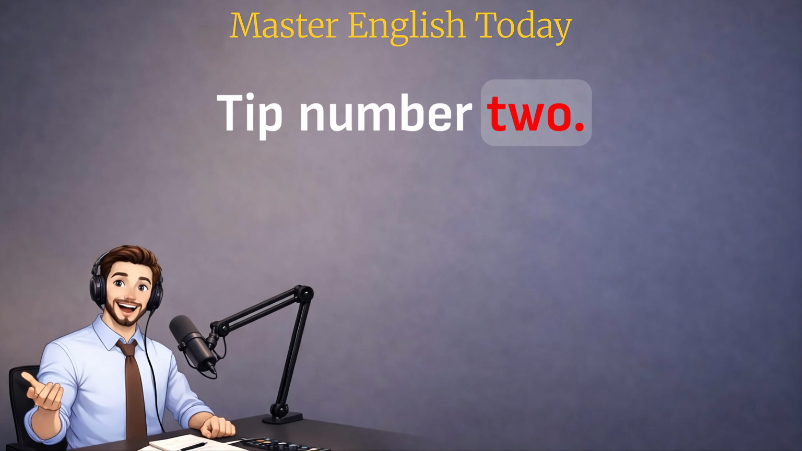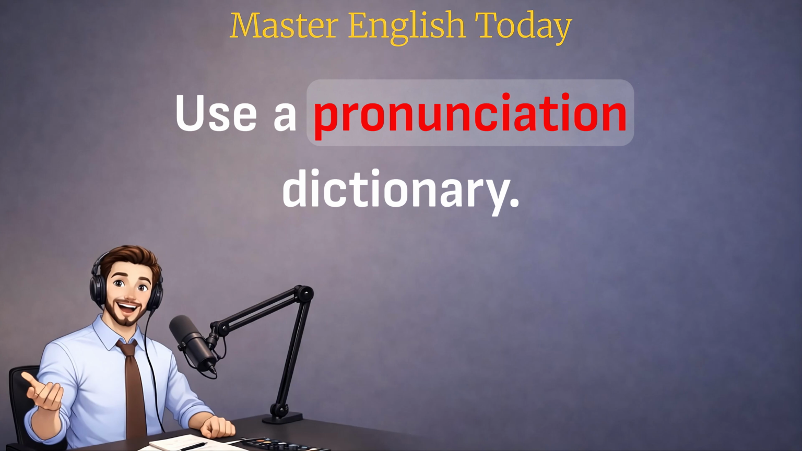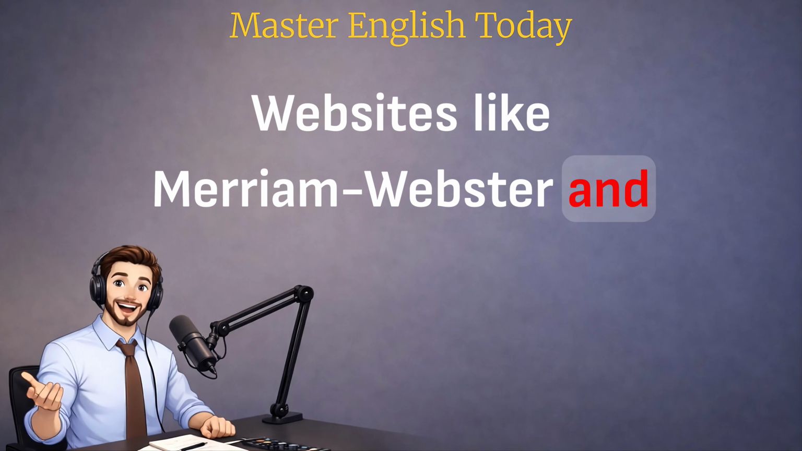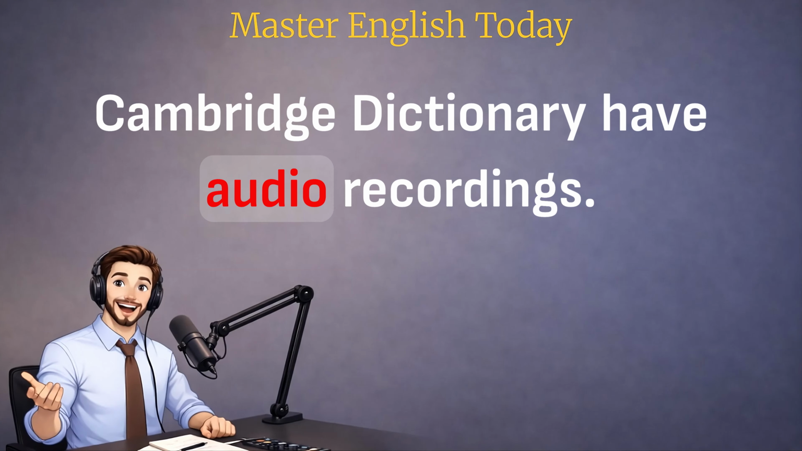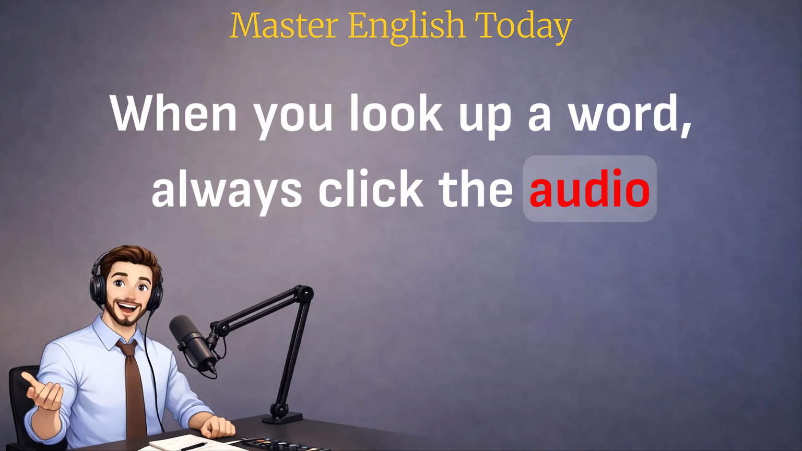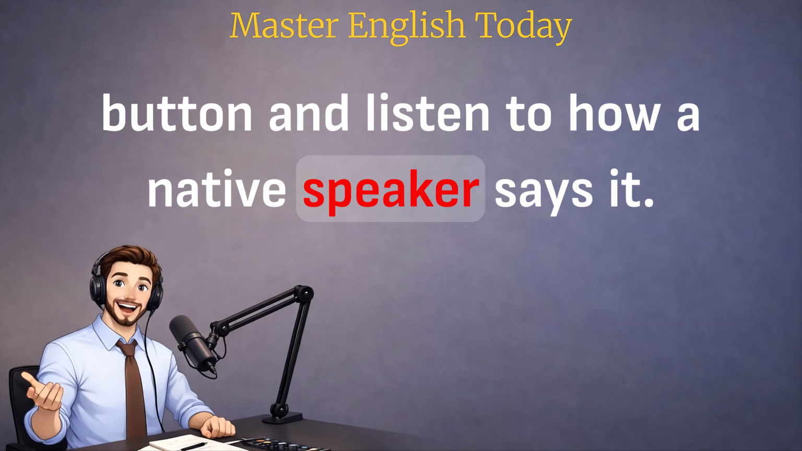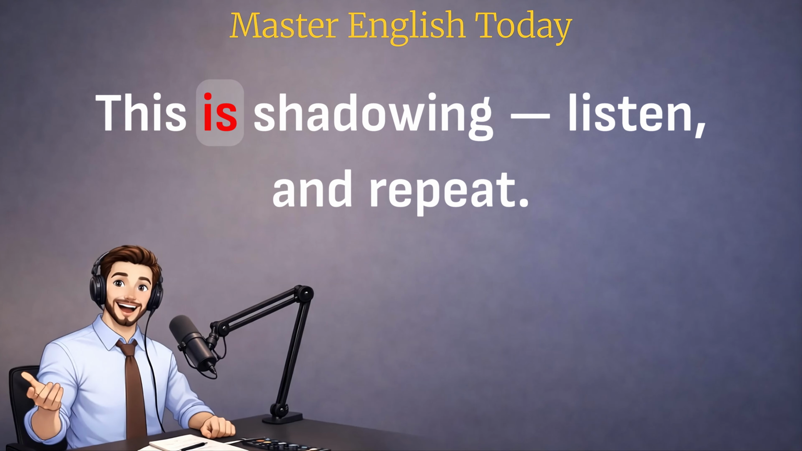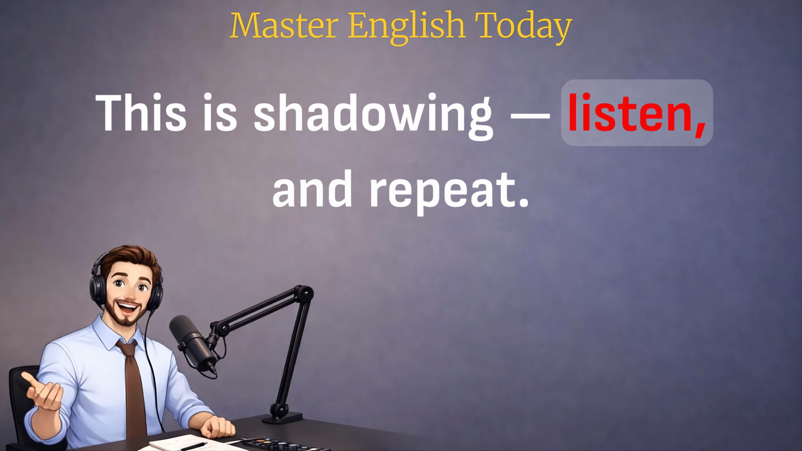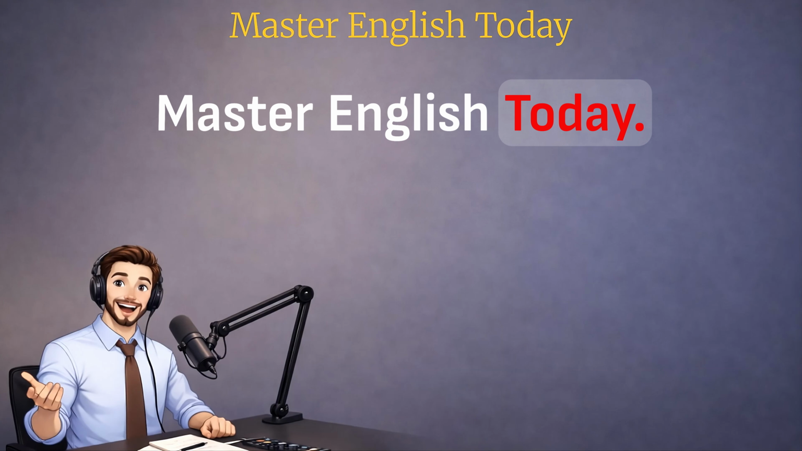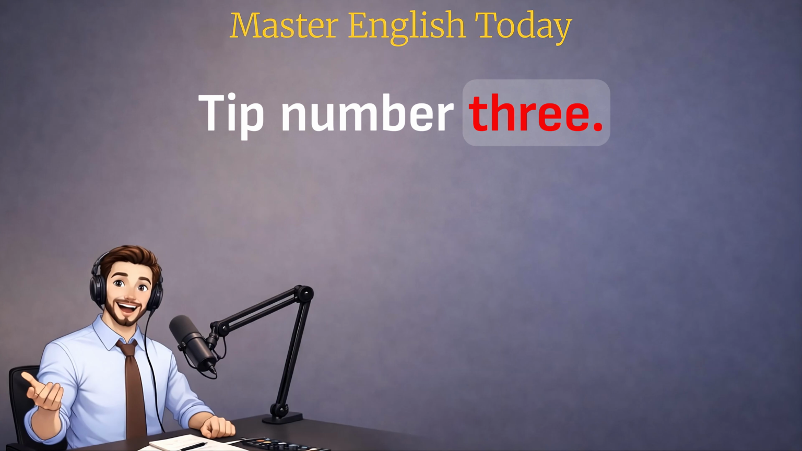Tip number 2. Use a pronunciation dictionary. Websites like Merriam-Webster and Cambridge Dictionary have audio recordings. When you look up a word, always click the audio button and listen to how a native speaker says it. Then copy that sound. This is shadowing. Listen and repeat. That is exactly what we do here on Mr. Master English Today.